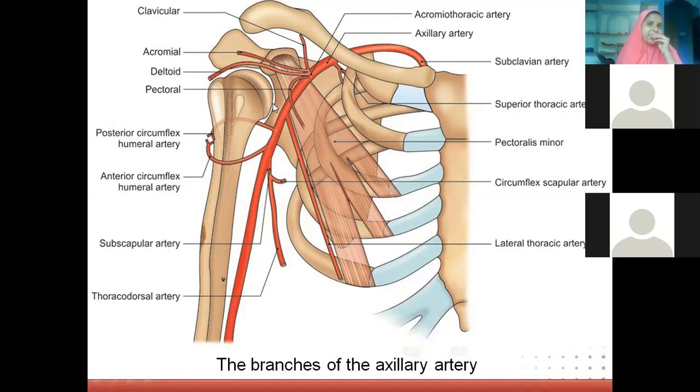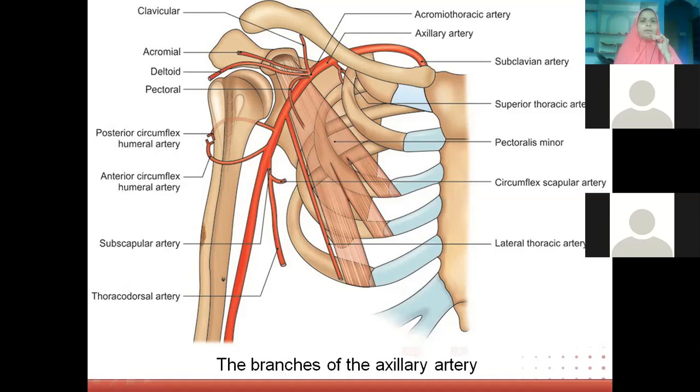Then we have SAL, right? So this is acromiothoracic. Acromiothoracic comes at the upper border of the pectoralis minor muscle. For the acromiothoracic, again we have a code like ABCD. You try to remember APCD. A means acromial, P is pectoral, C is clavicular, and D is deltoid. Those are the names we have: A, P, C, D.